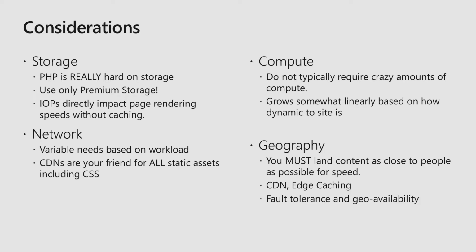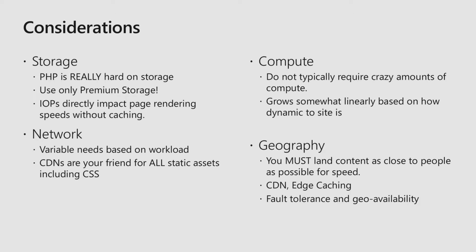From a compute standpoint, you really don't need crazy amounts of compute. A PHP website is going to do a lot of rendering on the back end. And if you're using caching, something like Varnish Cache, it's going to cache the entire request. So there's not a lot of compute power that's necessary, but you're still having to use that P-series app service plan to make sure that things go. And it grows somewhat linearly based on how dynamic your website is. So if you've got a lot of comments coming in, there's a fairly linear growth that we see across PHP applications that you want to take into account.